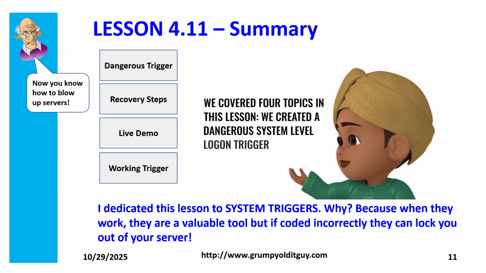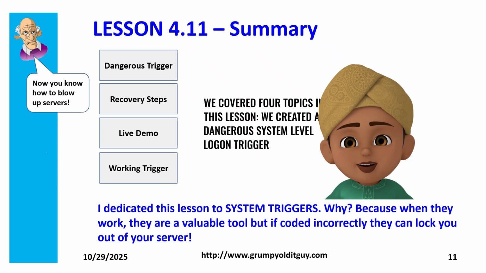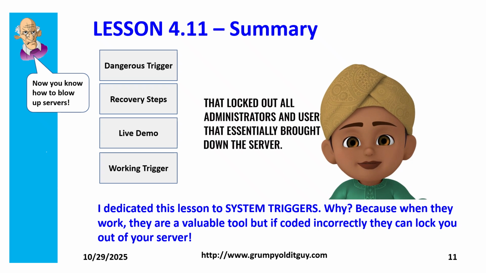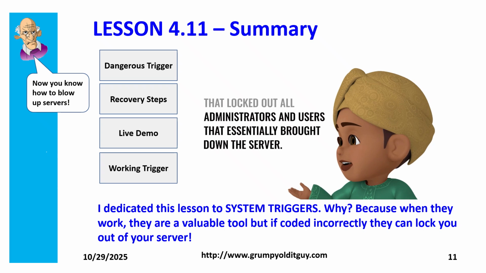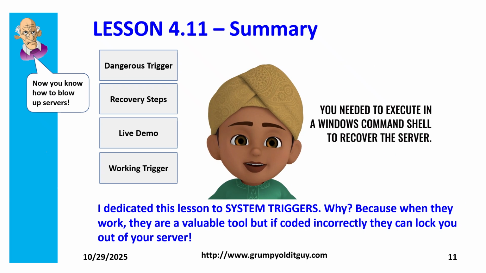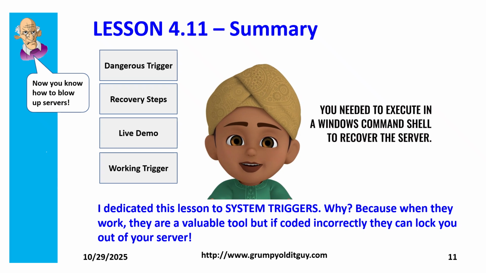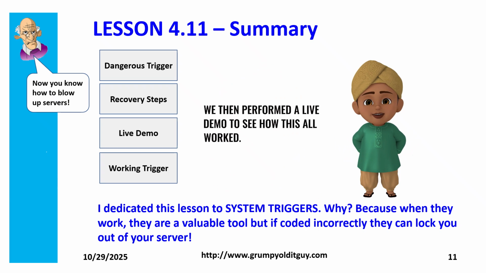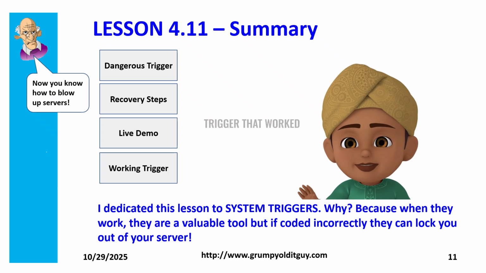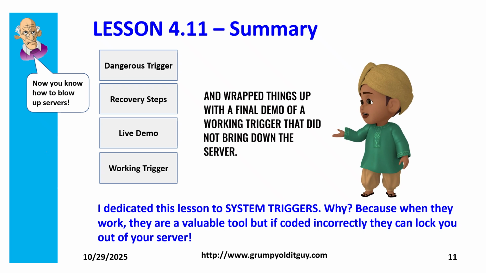We covered 4 topics in this lesson. We created a dangerous system-level logon trigger that locked out all administrators and users and essentially brought down the server. Next, we looked at a script that contained the steps you needed to execute in a Windows command shell to recover the server. We then performed a live demo to see how this all worked. Lastly, we covered the system-level logon trigger that worked, and wrapped things up with a final demo of a working trigger that did not bring down the server.